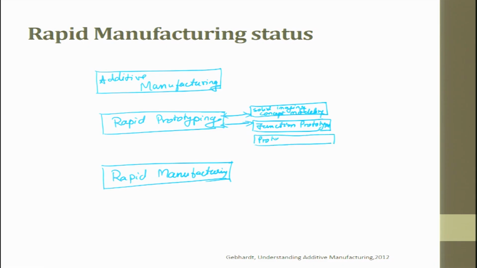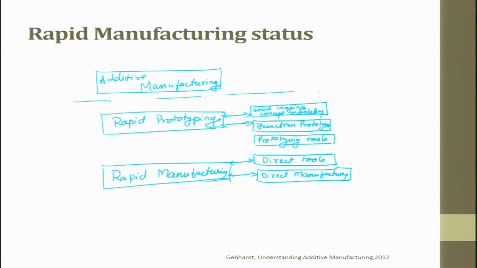We have prototyping tools. Then we have direct tools. We have direct manufacturing. Okay, so I will divide it into segments. This is called technology. Okay, this is called prototyping, and this is called manufacturing.